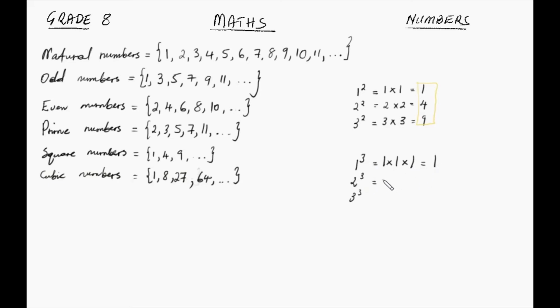Here 2 cubed is 2 times 2 times 2. All right, 2 times 2 is 4, times 2 is 8. So 8 is a cubic number. 3 cubed is 3 times 3 times 3. It's basically 3 times 3 is 9, times 3 is 27. All right. You see?